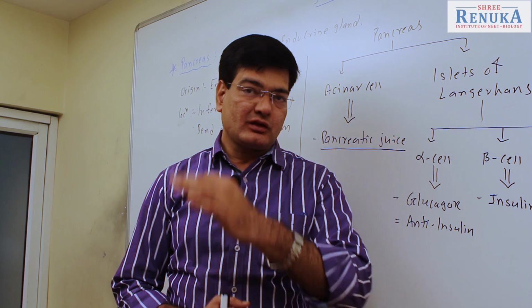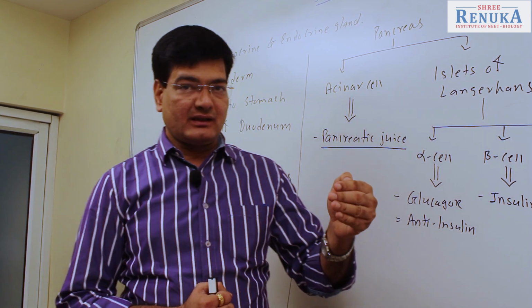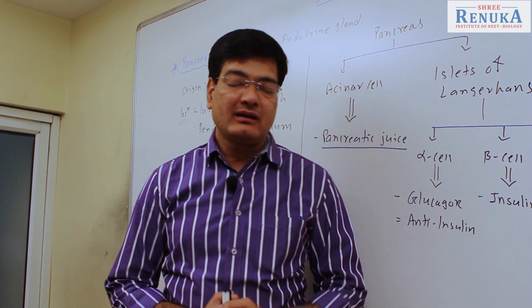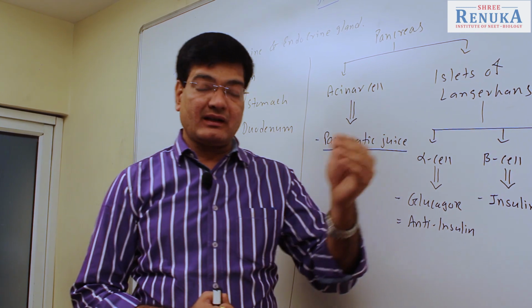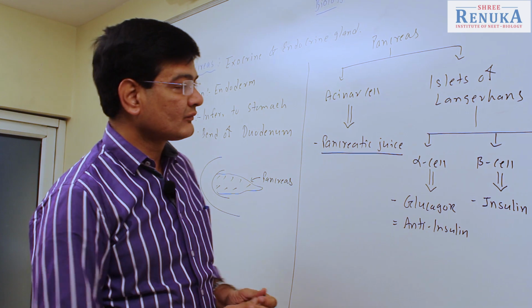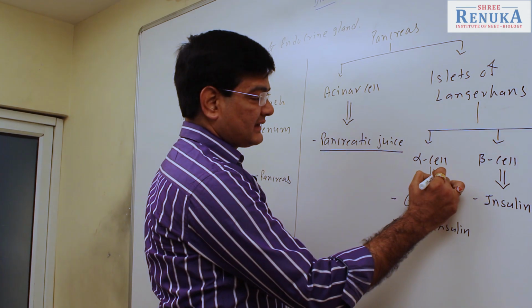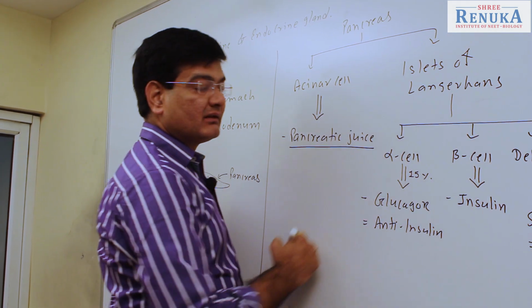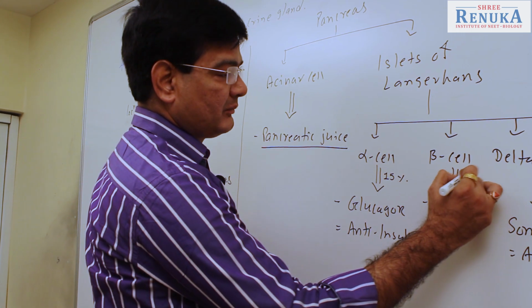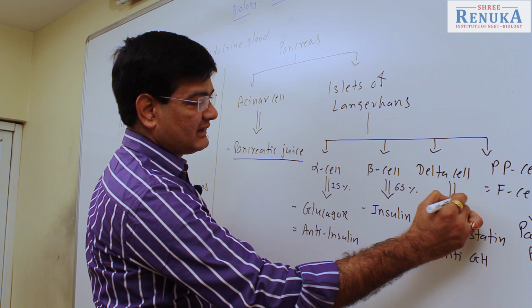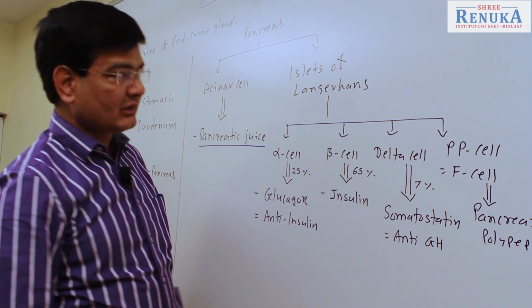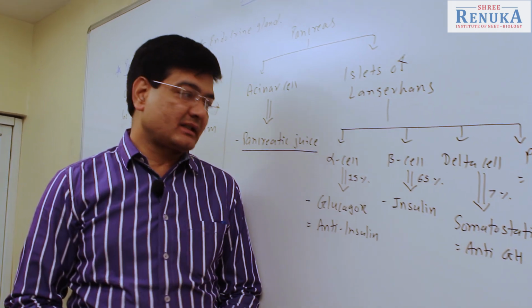In the internal structure of pancreas, 1 to 2% region is occupied by the islets of Langerhans, in which 1 to 2 million islets of Langerhans are present. Here, alpha cells constitute 15% of the islets of Langerhans, beta cells are always more, that is 65%, and delta cells are nearly 7% of the islets of Langerhans.